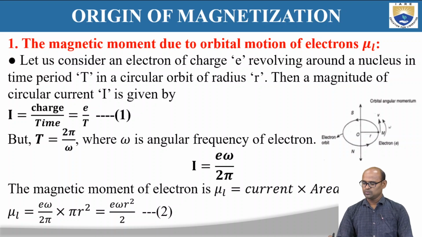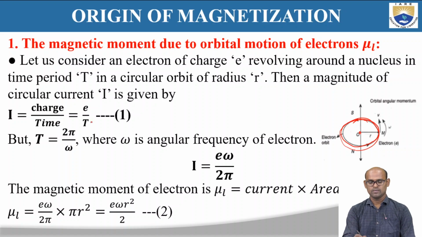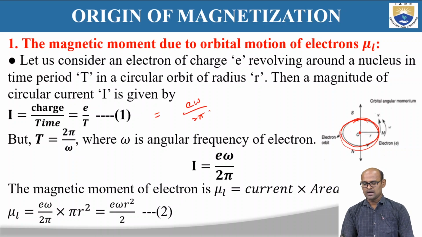So we know that electron is revolving in circular orbits around nucleus, and we know that current is produced because of this. So the current is charge per time, and that is e by T. I have defined time period in terms of angular frequency, which is 2 pi by omega. So I have substituted this T in this equation. So e by 2 pi by omega, so e omega by 2 pi, and I have defined magnetic moment mu as current into area, right?